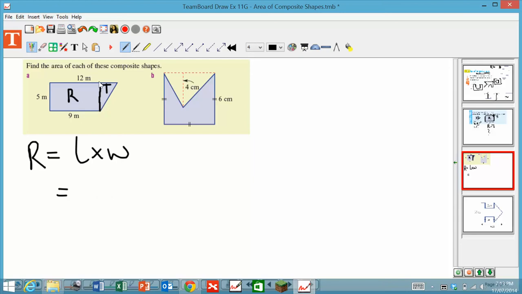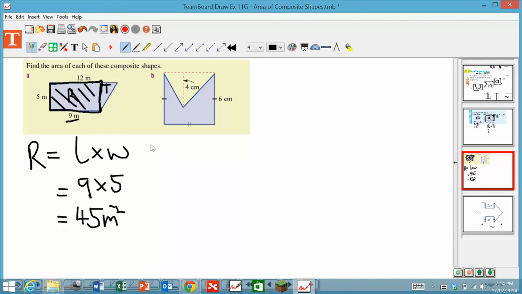So my rectangle, which is here that I'm tracing over again, my length is 9, my width is 5. So 9 times 5 gives me 45 meters squared. Okay, so now I've found the area of my rectangle, and now I've got to find the area of my triangle. For my triangle, remember it's base times height divided by 2 to find an area of a triangle.